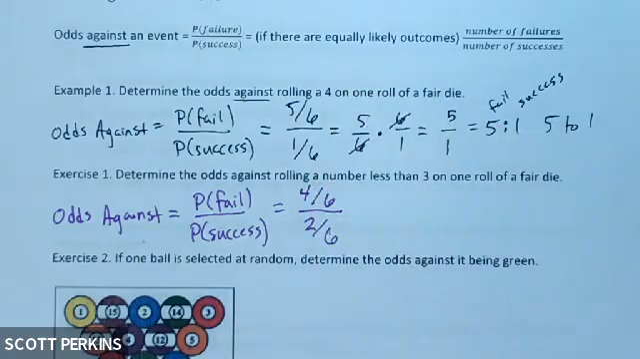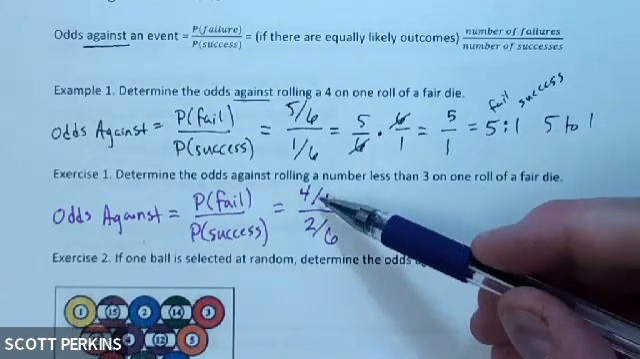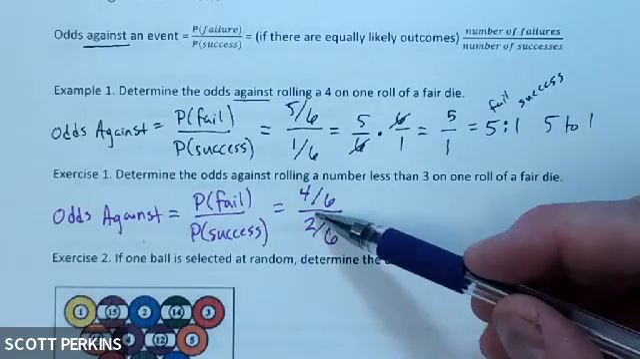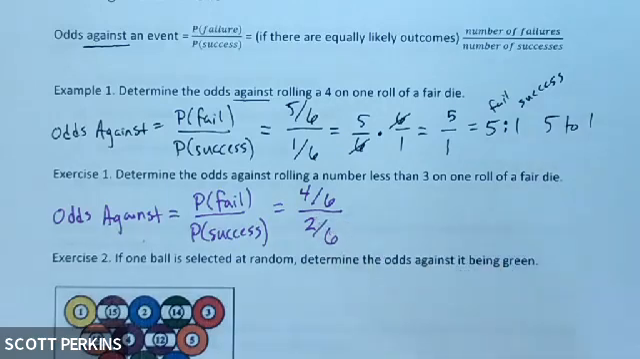By the way, as a little aside, when you're doing your odds, a nice quick check is that both of these should add up to 1. Because failure and success are the only 2 outcomes you could possibly have.